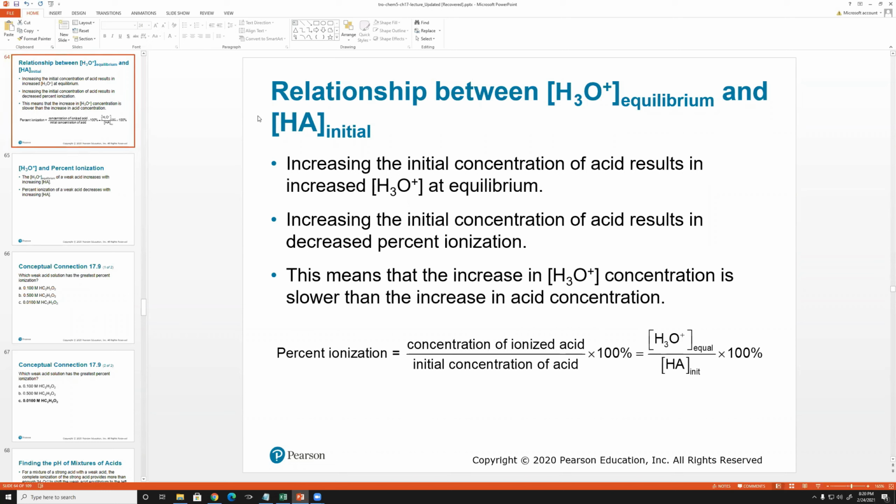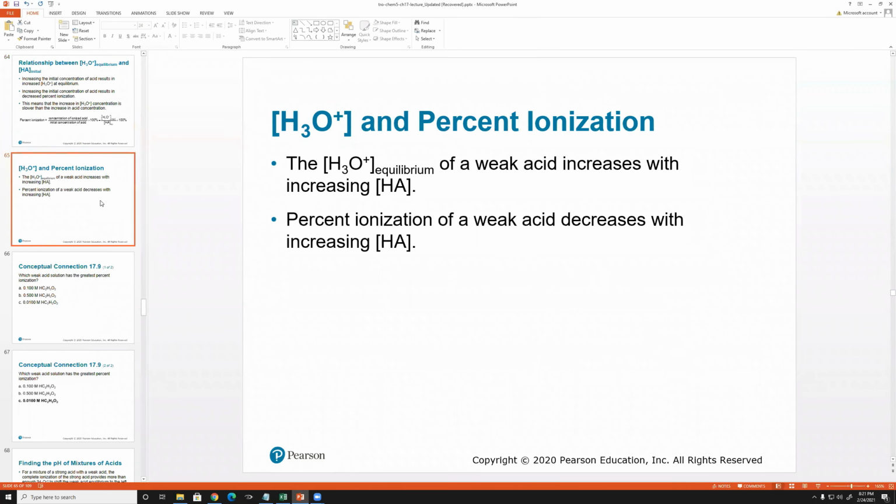So what we can say is that with the increased concentration, it actually decreases the percent ionization. And that's because you're going to have more acid. And in a weak acid, remember, you're having very little of it being ionized. So at an increased concentration, only a small amount in comparison to if you had a smaller concentration would be ionized.